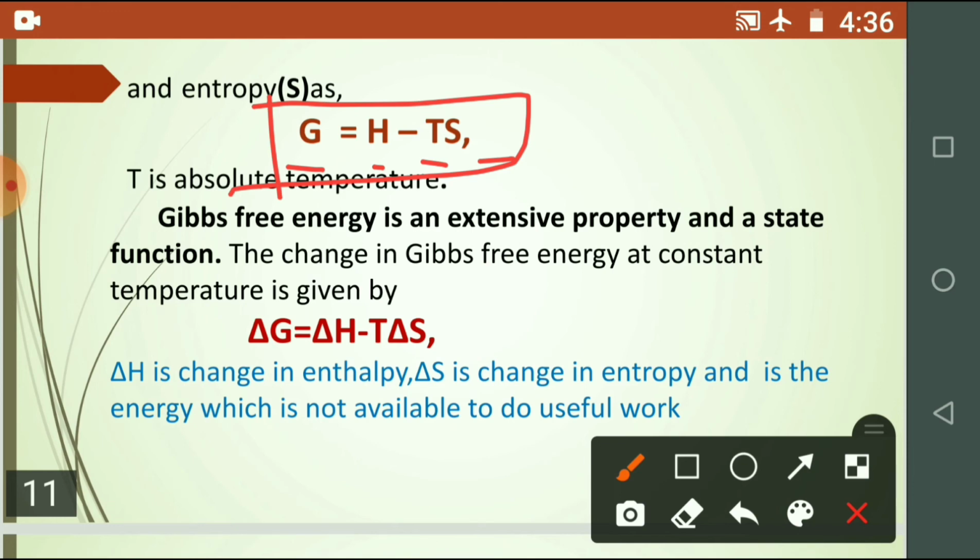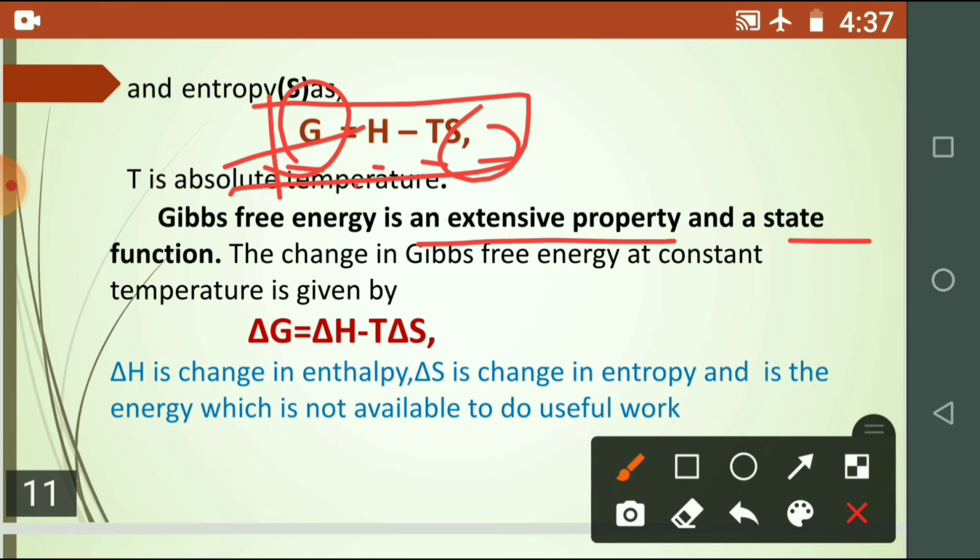So as we cannot determine the absolute value of entropy of the system, therefore the absolute value of free energy also we cannot determine. Both enthalpy and entropy are extensive properties and state functions. That's why free energy is also a state function.